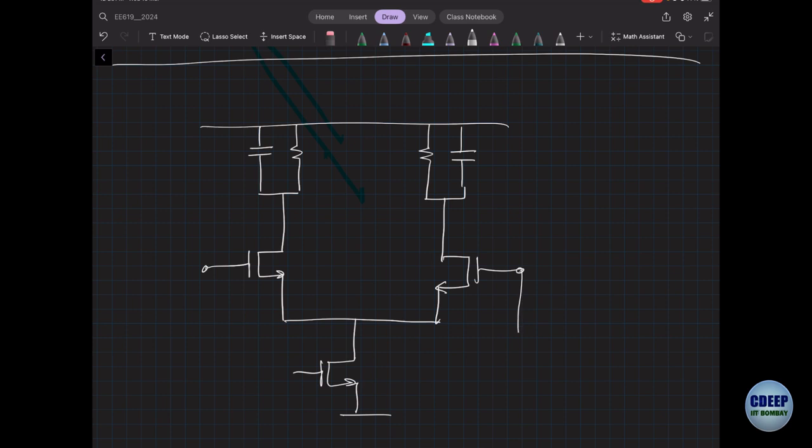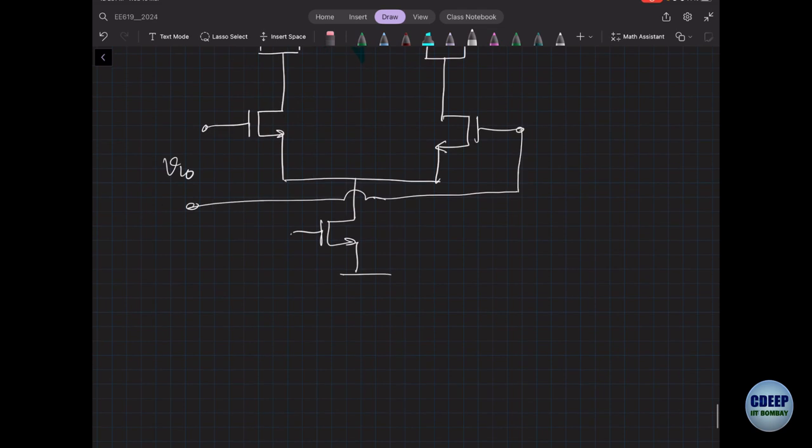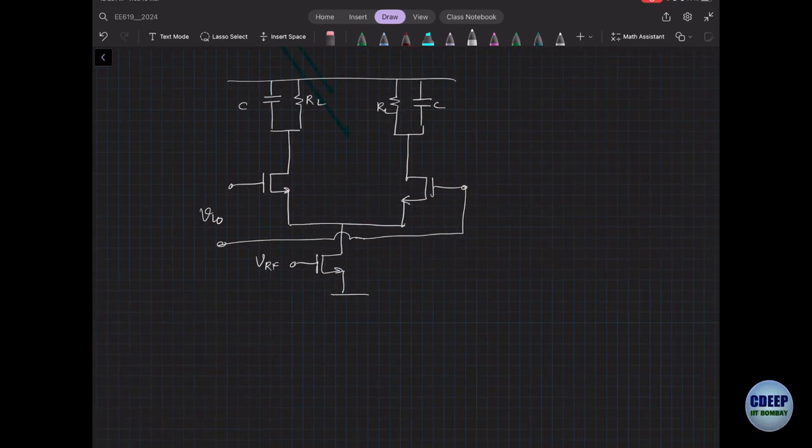So here is our VLO, and we have RL and C, RL and C. And in this case, I can apply VRF, something like that. In this case, your conversion gain GC will be equal to 2 divided by pi times GM times RL, RL being the output. You can go through that.